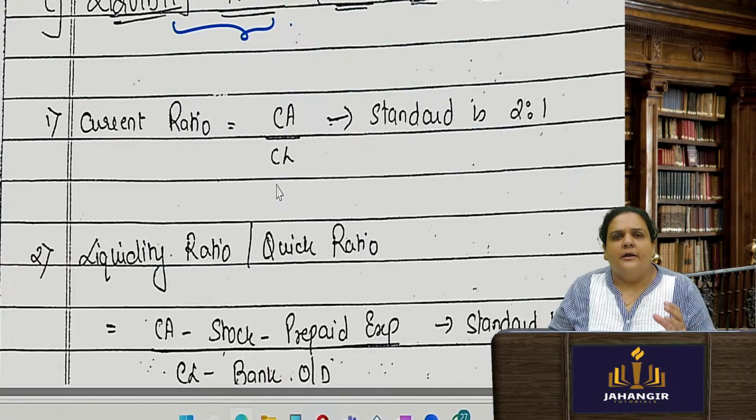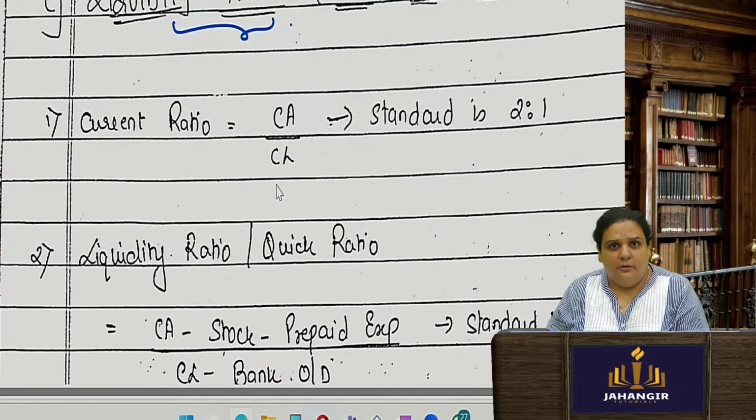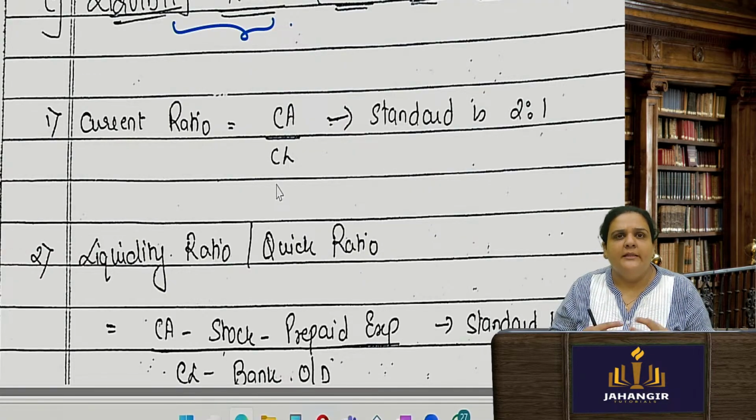Current assets are your debtors, your cash balance, your bank balance, your short-term investments, your stock, bills receivable, all that which are going to be within the 12 months. Like you will sell the stock, you will have debtors paying you, you'll have bills receivable received, cash and bank balance will change. So current assets upon current liabilities.